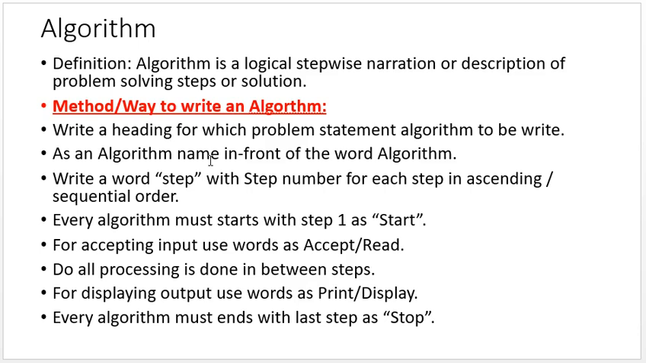For that, we have to consider the following different points. The first one, write a heading for which problem statement the algorithm is to be written. Next, as the algorithm name, in front of the word algorithm, write the word step with a step number for each step in ascending or sequential order from least to bigger one. Every algorithm must start with step number 1 as start.